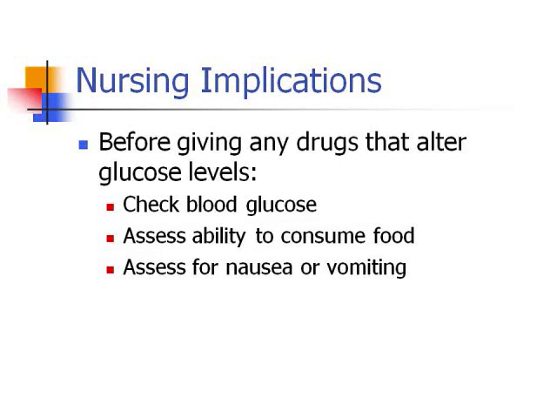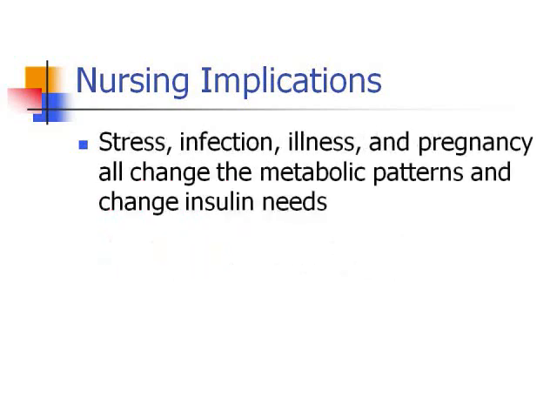Before giving any drugs that alter blood glucose levels, you've got to check their blood sugar first. Assess their ability to consume food and make sure it's going to stay in them. If they're having nausea and vomiting, consuming food's not going to do any good because it's going to come right back up. Remember that stress, infection, illness, pregnancy, and lactation all change the metabolic patterns of the individual and will change their insulin needs.